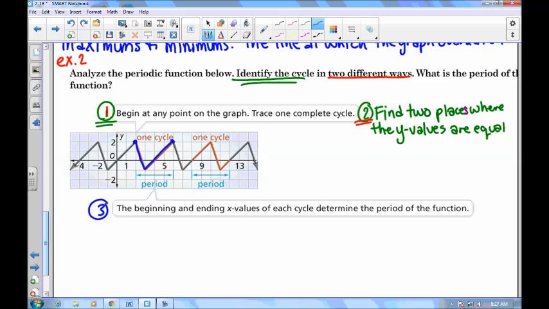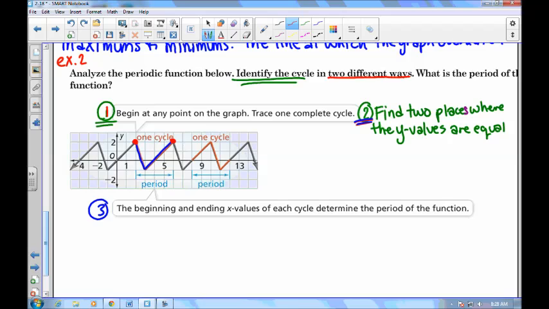The second way is to just identify 2 places where the y values are equal. Identify 2 consecutive places where you come back to the same height. The y value is the height. So, for instance, right here is a height, and then the next time the graph hits that same height is right there. Same height with the same slope, right? Then it turns and goes down. So everything in between would be the cycle.